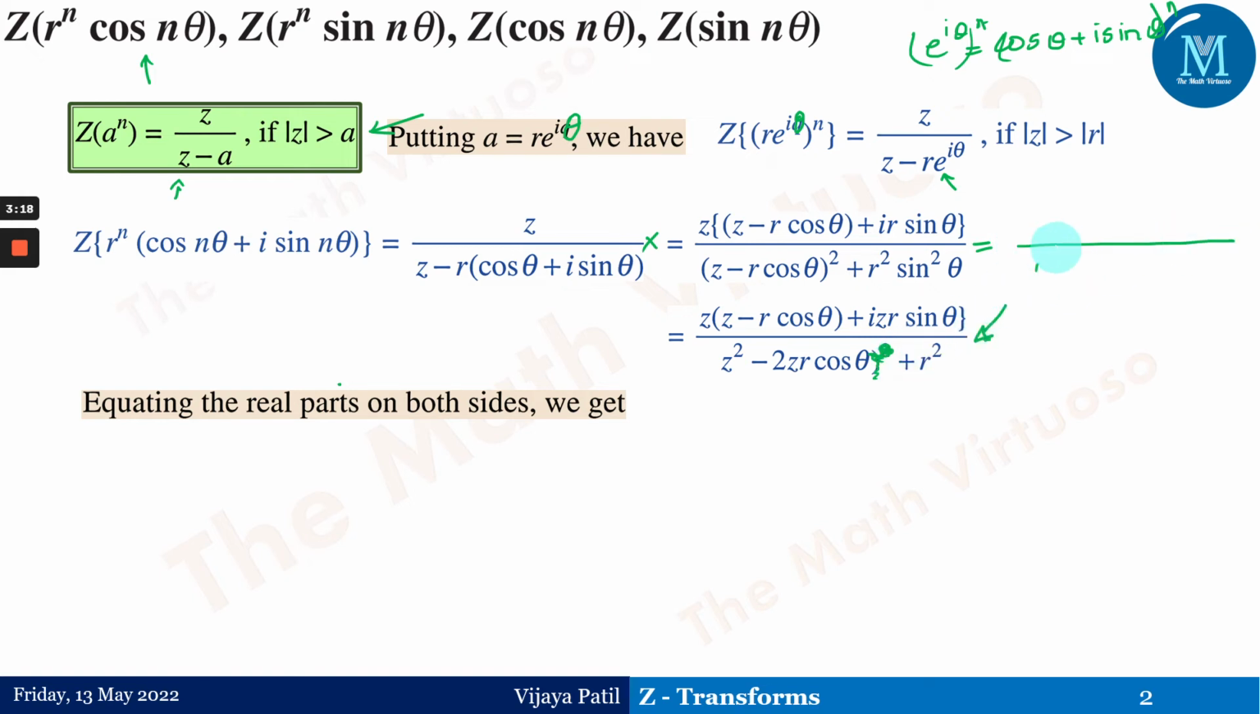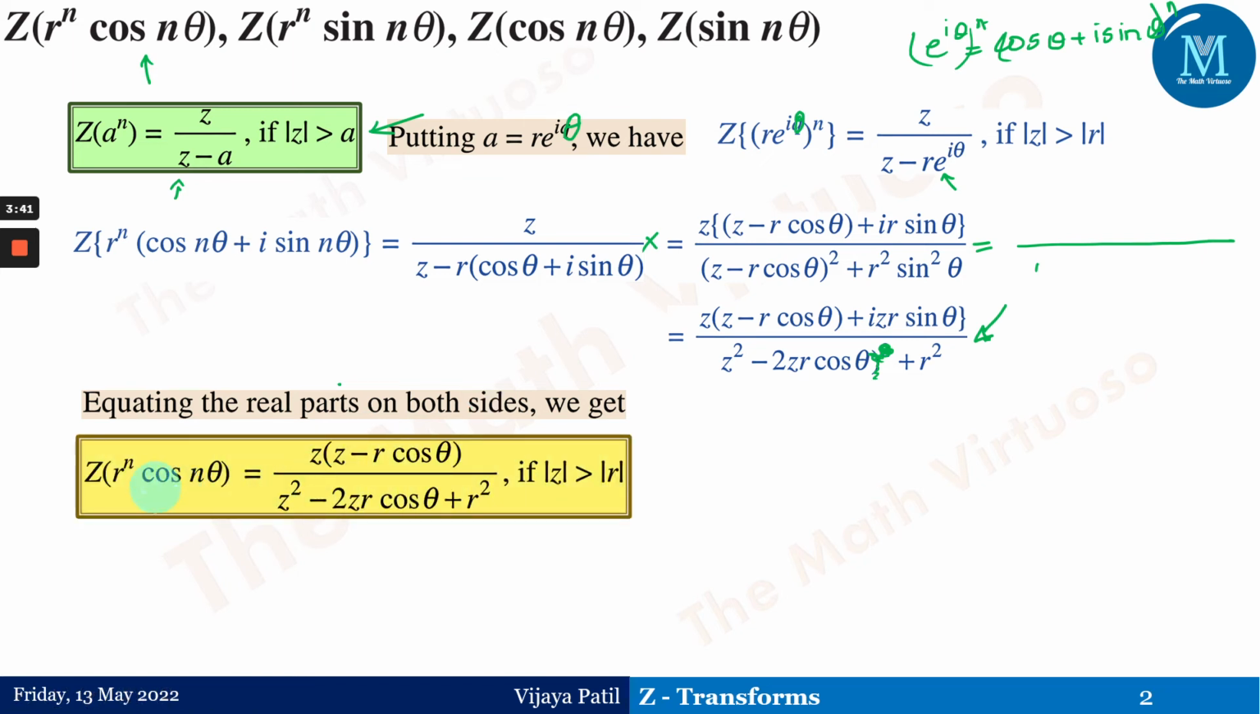I have excluded that particular step from here because it is just very simple complex algebra: we are just multiplying this and adding them up, very simple calculations. If we equate the real parts of both the sides, we will get this identity as the Z transform of r to the power n cos of n theta.